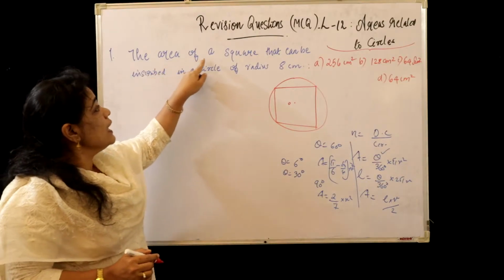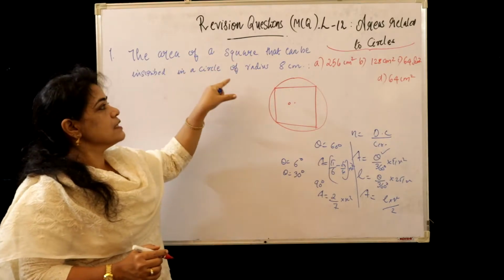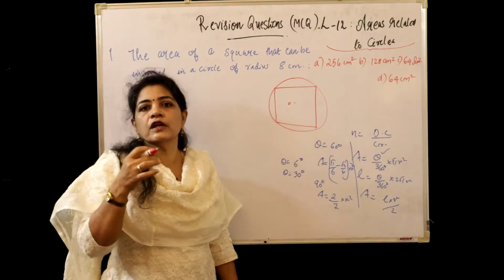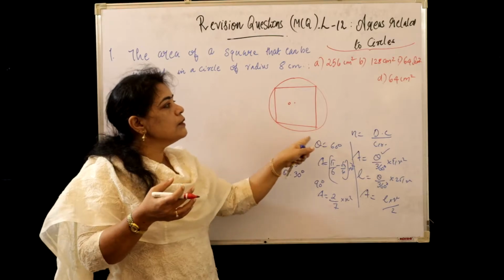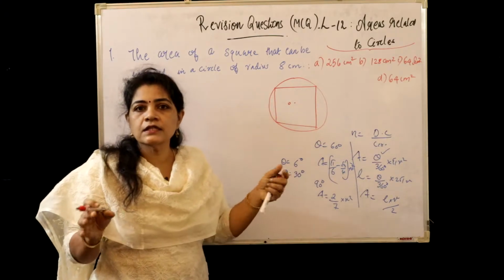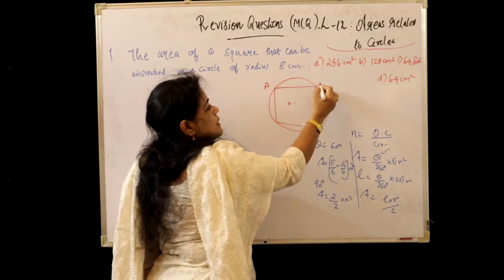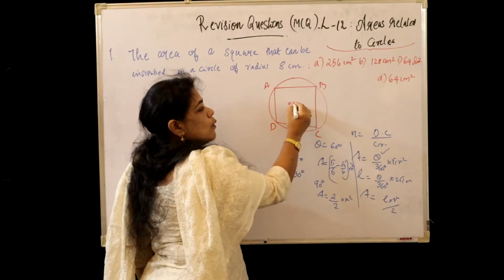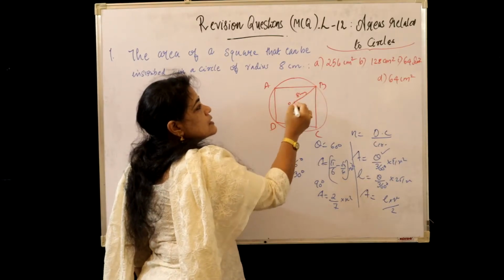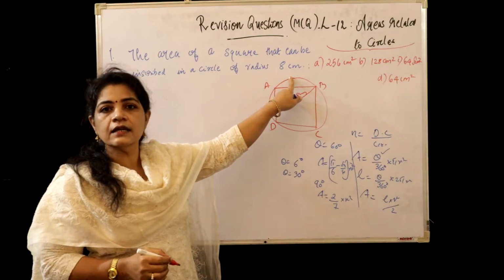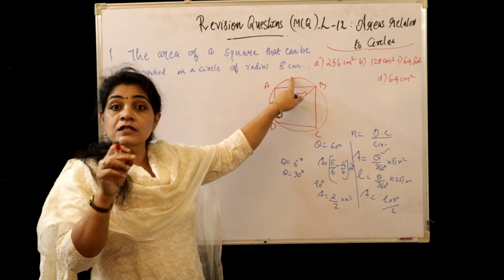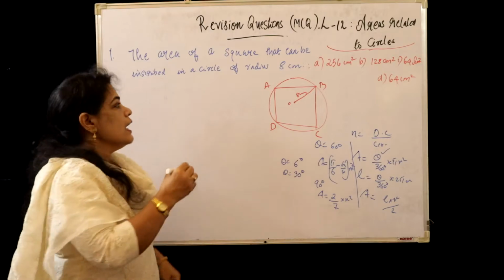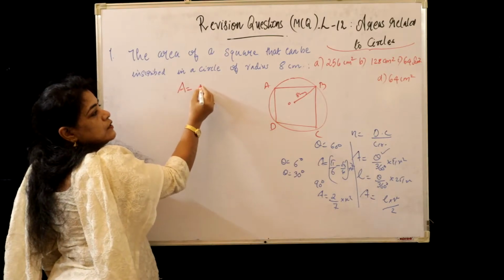What is the area of the square that can be inscribed in a circle of radius 8 centimeter? Radius means the line segment joining the center to any point on the circle. Here all the vertices of the square are points of the circle. Let them be A, B, C, D. So you can mark OA or OB as 8 centimeter. That means the radius of the circle is given as 8 centimeter. We have to find out the area of the square. Area of the square by formula is side into side, that is a square.